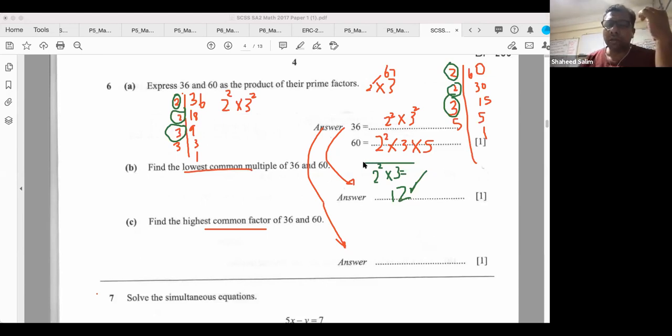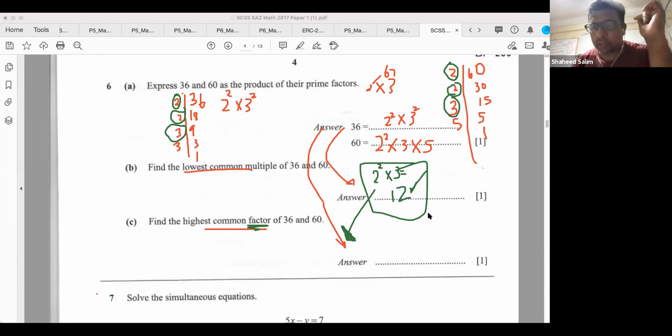Sorry. This is highest common factor. Alamak, I didn't see the wrong thing. This one is highest common factor. Please don't get confused. I thought this was factor. Multiple is below. Multiple is something else. For multiple, you take the highest number. I repeat, please, I've made a careless mistake. Factor, these are numbers that can divide by 12. 36 can divide by 12, 60 can divide by 12.